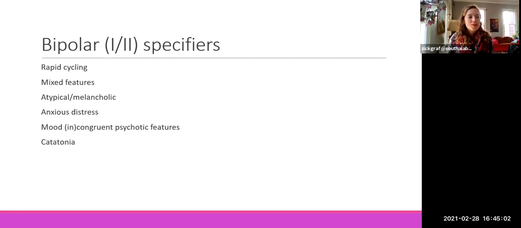Diagnoses in the DSM sometimes come with specifiers that allow the diagnosing clinician to give a little more information about how the symptoms are presenting. With bipolar disorder, both 1 and 2, some specifiers include rapid cycling, which means that someone is shifting back and forth between depressed and manic episodes relatively quickly. It can include mixed features, which means that someone meets full criteria for either a depressive episode or a manic episode, but they also have 1 or 2 symptoms of the other end of the mood spectrum.